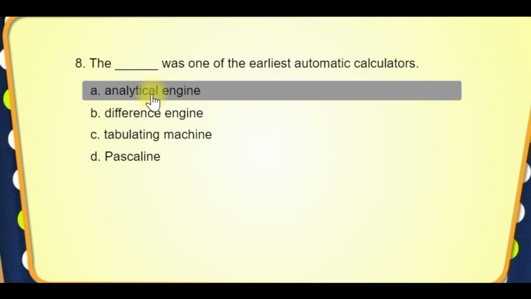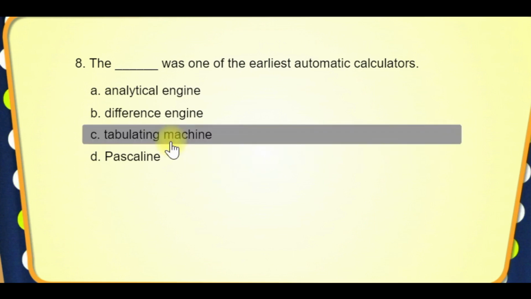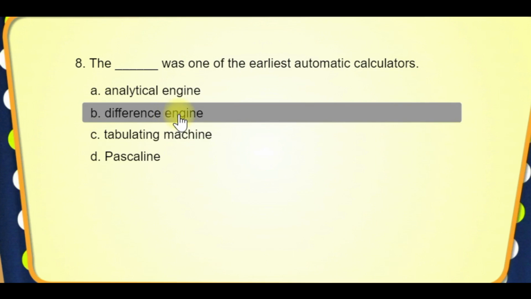Eighth question. Dash was one of the earliest automatic calculators. Option A analytical engine, option B difference engine, option C tabulating machine, option D Pascaline. Answer is option B, difference engine.